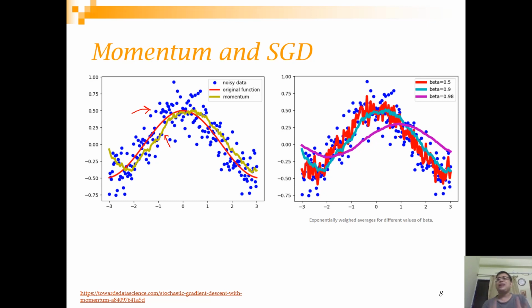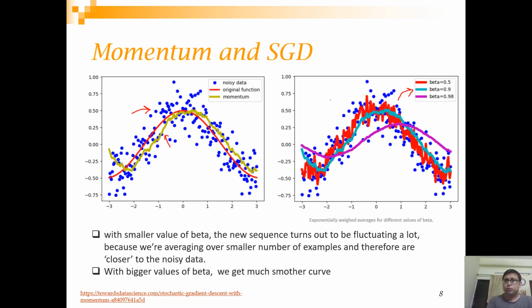If you have beta equal to 0.98, there is some kind of a phase shift that has happened. If you look at the algorithms, quite a lot of the time this beta value of 0.9 is used for the momentum parameter. With a smaller value of beta, the sequence turns out to be fluctuating a lot because we are averaging over a smaller number of examples. This beta tells you how many components you are using when calculating the average, and with a bigger value of beta, we get a much smoother curve, as we discussed.